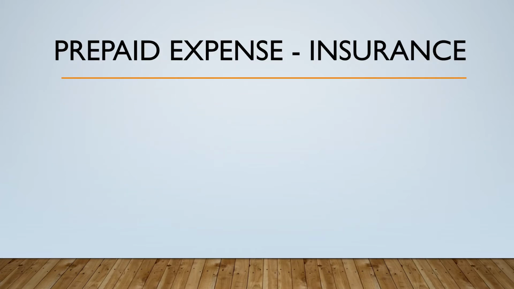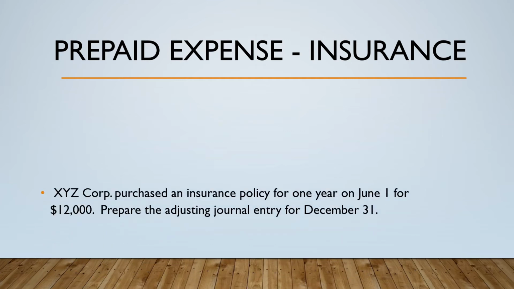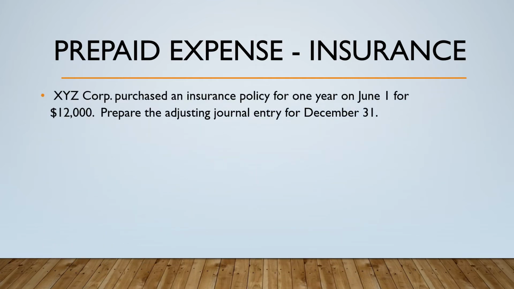Another type of prepaid is insurance. We discussed in a previous lesson when insurance is purchased for more than 1 month, the prepaid insurance account is debited. As the insurance is used, it needs to be expensed. So we're going to look at an example. XYZ Corporation purchased an insurance policy for 1 year on June 1st for $12,000. And we want to prepare the adjusting journal entry for December the 31st.